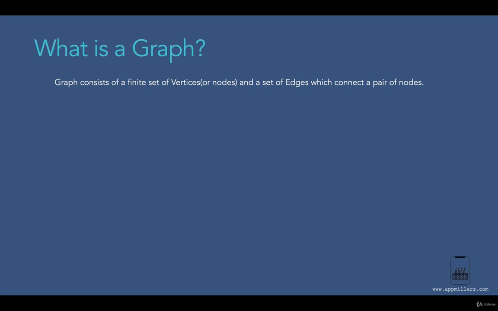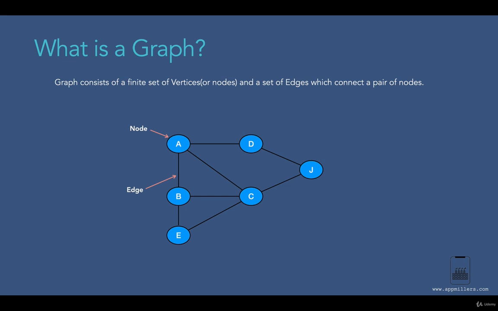A graph consists of a finite set of vertices or nodes and a set of edges which connect a pair of nodes. Now let's see what we mean by vertices and edges. So here you can see the typical representation of a graph. In this graph, the circular objects over here are called nodes, and the lines that are connecting them are called edges. So with this picture, hopefully you have understood the definition of graph data structure.